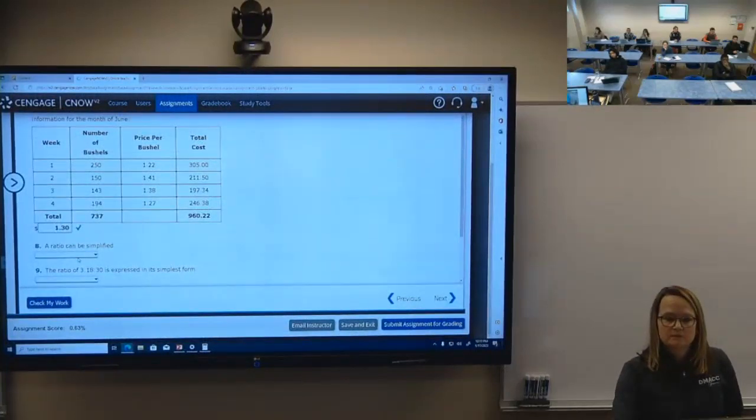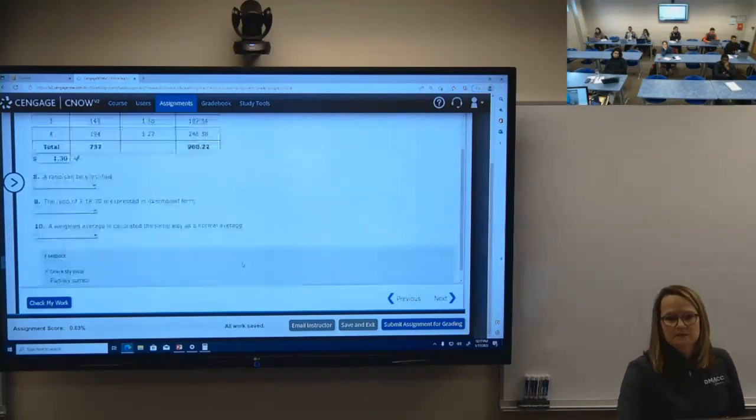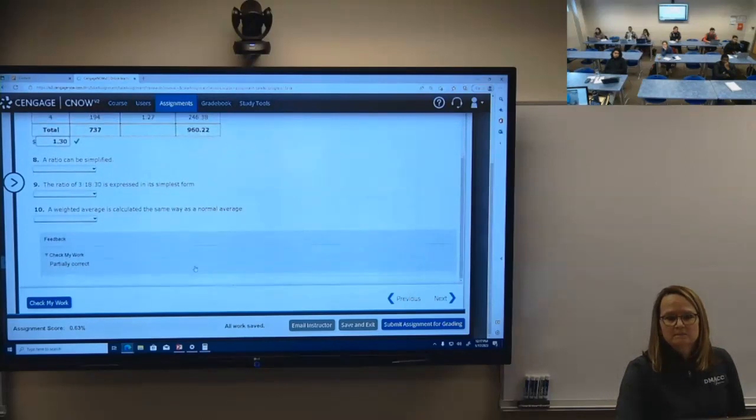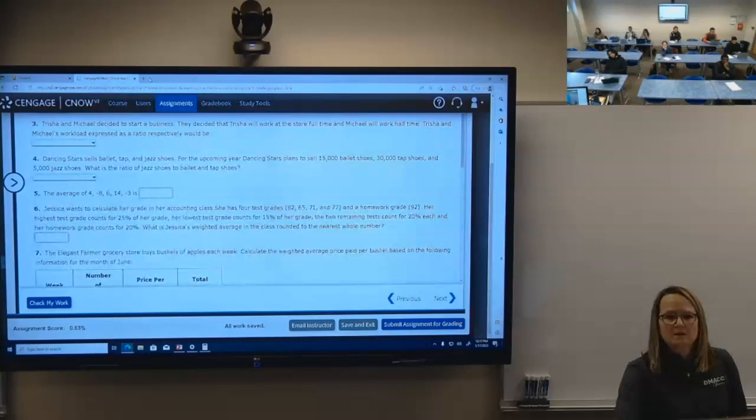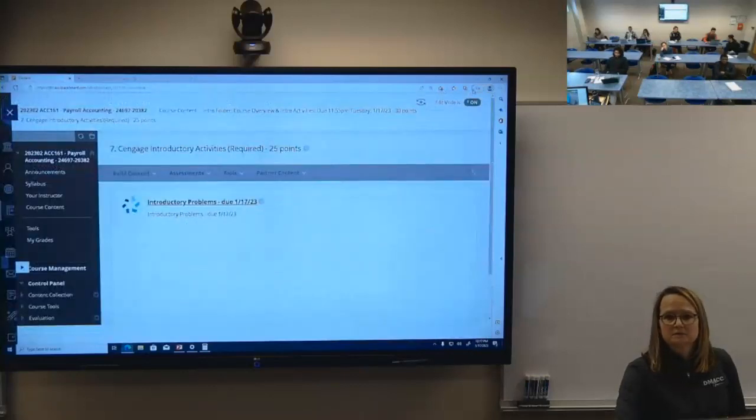So that help ratio of 8 is expressed in its simplest form. Not really. You could probably simplify that to 1, yeah, it's 6, 18 and 30. 10, yeah. Does that help? Yeah. Okay. All right. We got that going for us.